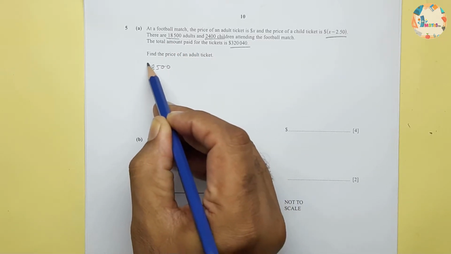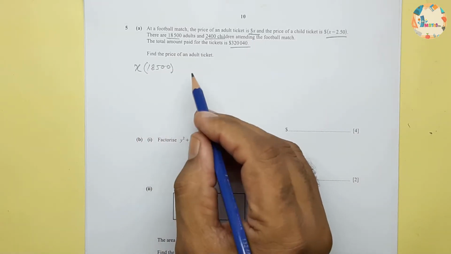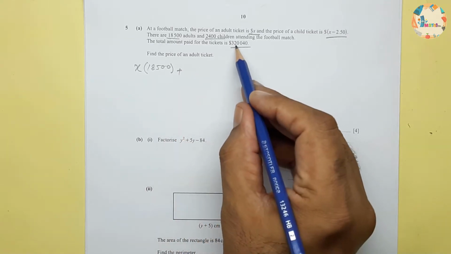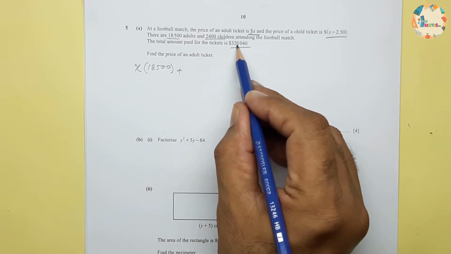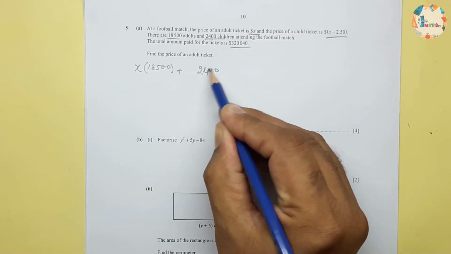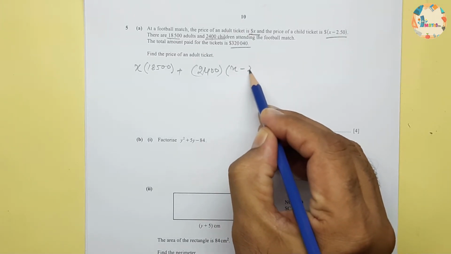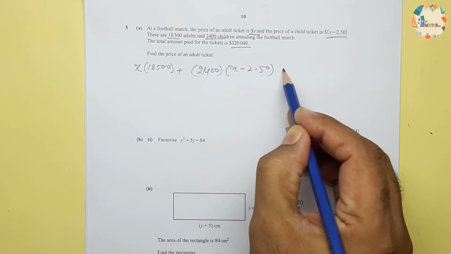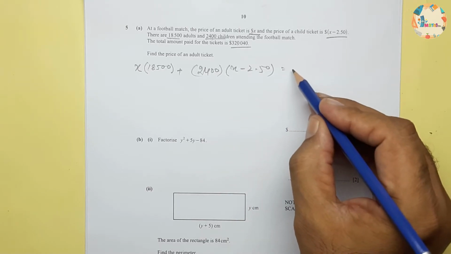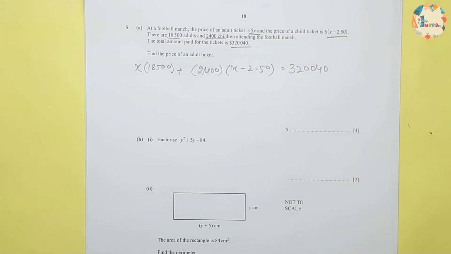18500 adults, and for an adult ticket we are paying X, so multiply by X. And for child tickets we have this many, 2400, and the price of the ticket is X minus 2.50, and the total cost which is paid is 320040. This is our equation. Now we have to find the value of X.